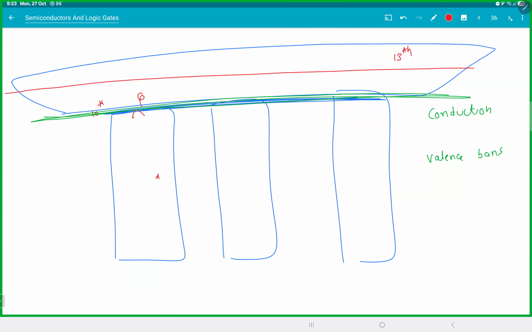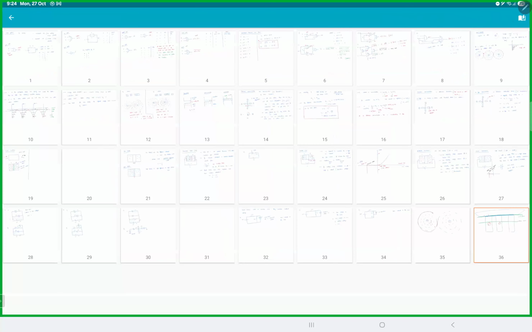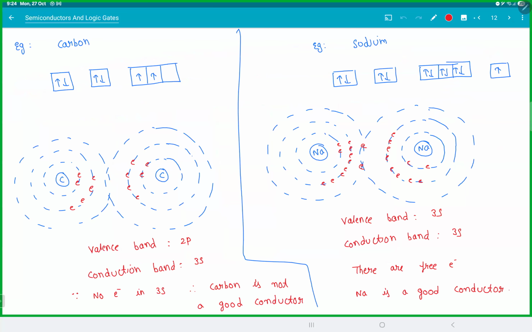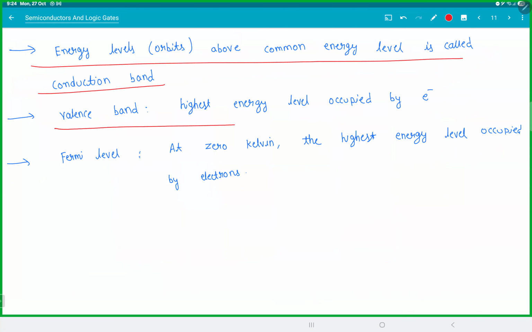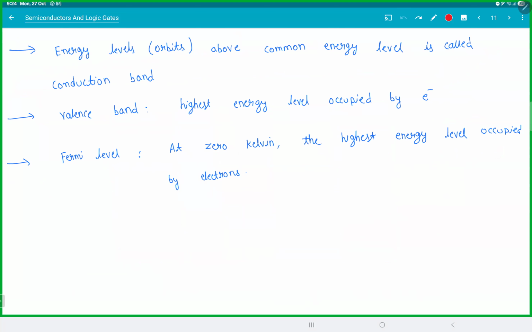It has nothing to do with your conduction band. What is a conduction band? The common energy level where the electrons are free to move is called the conduction band. Are you getting the two definitions, everyone? Energy levels above the common energy level are called the conduction band. The valency band is the highest energy level occupied by the electrons. Both of them are independent of each other.